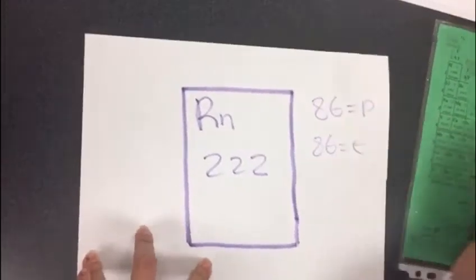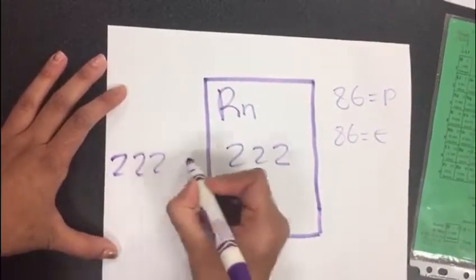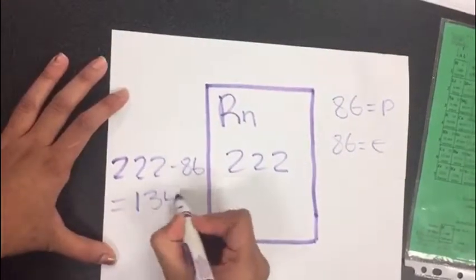To find the number of neutrons, we simply subtract atomic number from the atomic mass, which gives us 134. So we have 134 neutrons.